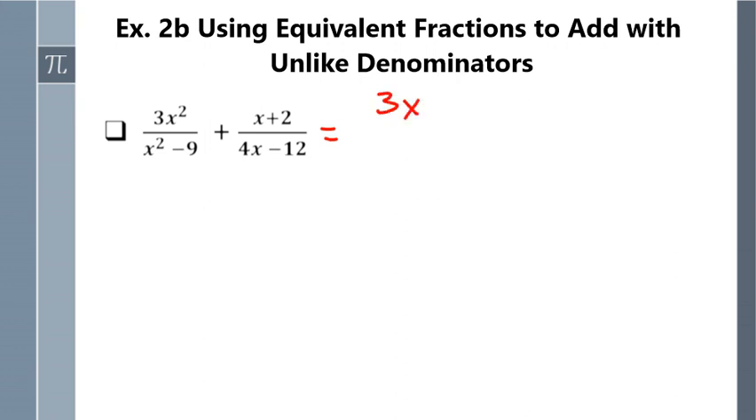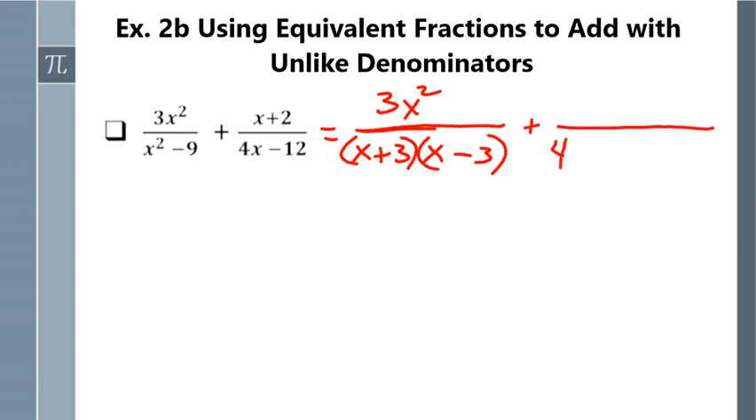So I have 3x squared, and to factor x squared minus 9, that is a difference of two squares. So that is square root of x squared is x, square root of 9 is 3. One's got to be positive, one's got to be negative. So I've rewritten that one. The other one, I can factor out a 4 in the denominator. That leaves you with x minus 3. And on the top, you've got x plus 2.